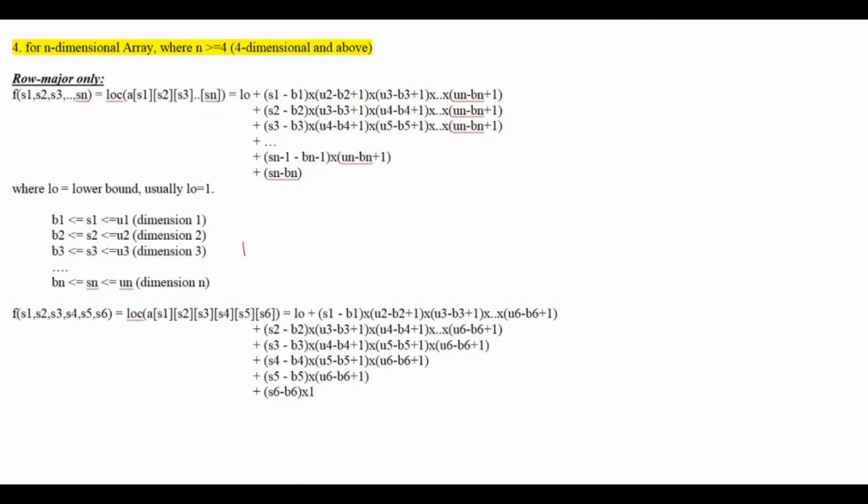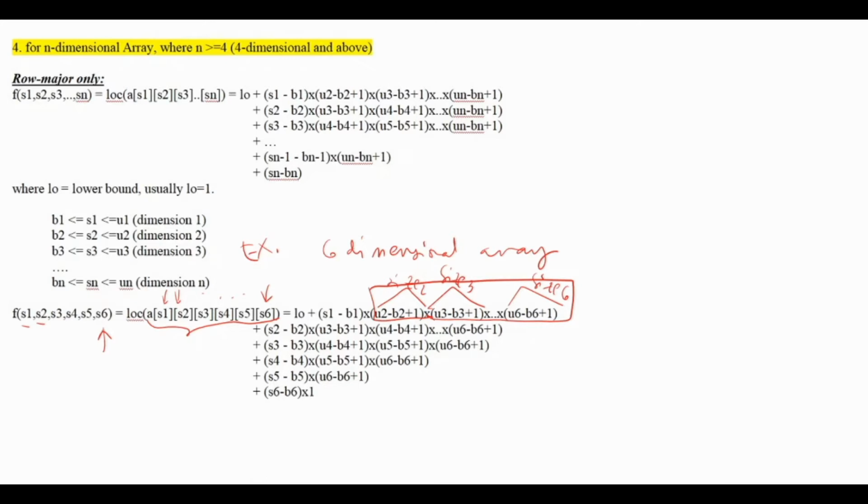So say for example, we have a 6-dimensional array. So the index would be up to 6. We have S1, S2 up to S6. So when we locate the element whose indices are S1, S2 up to S6, we would say L sub O plus S1 minus B1 times the size of the second dimension, the size of the third dimension, up to the size of the sixth dimension. And the value of that is simply the total number of elements in one value of the first dimension.